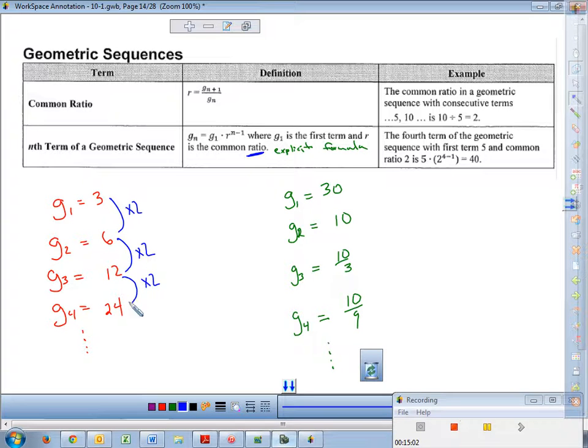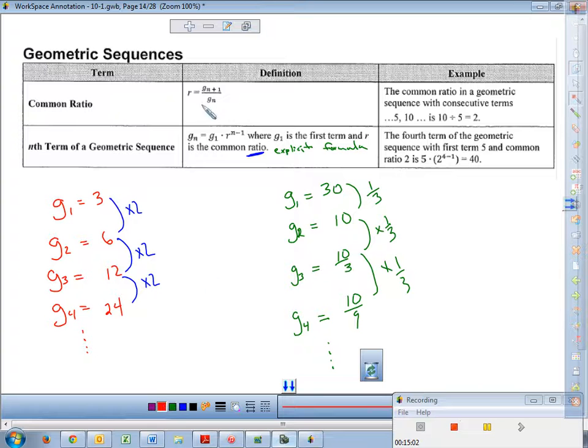There's a common multiplier. Here, again, a lot of people would say divided by 3, but it's really times 1/3. And then from here it got times 1/3. And then from here it got times 1/3. So there's a common ratio.